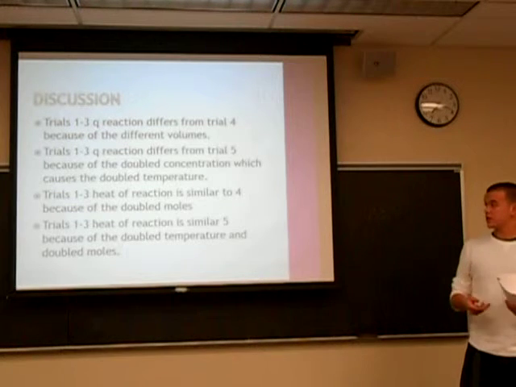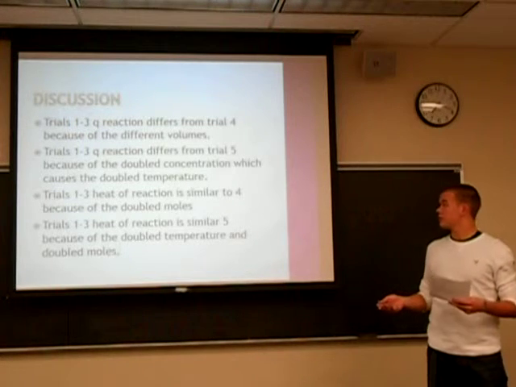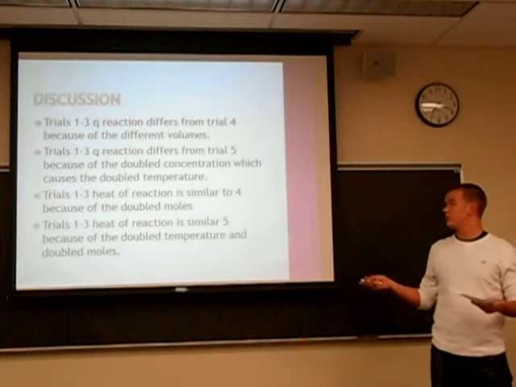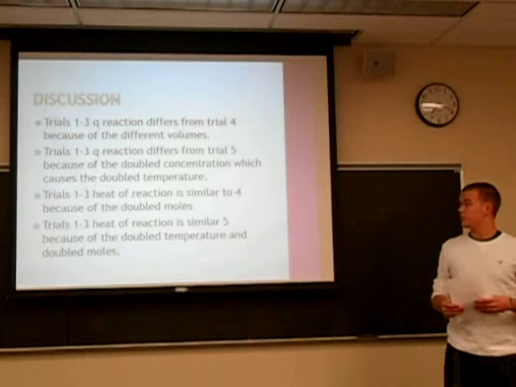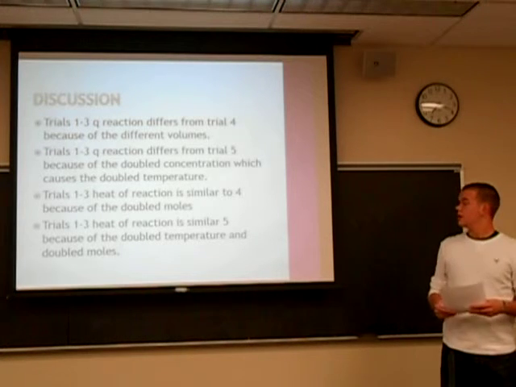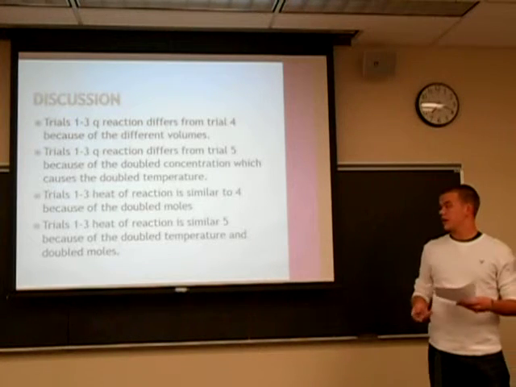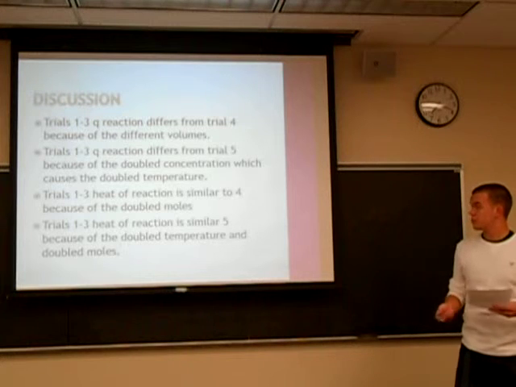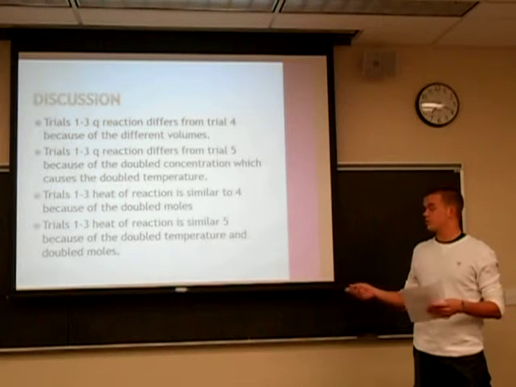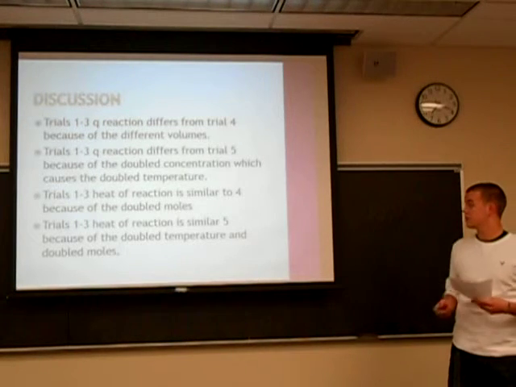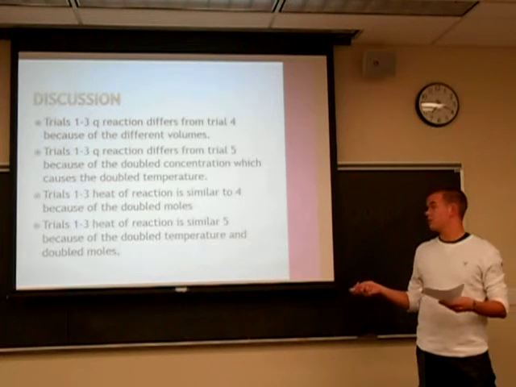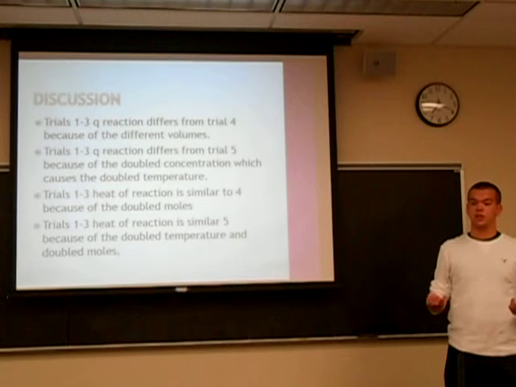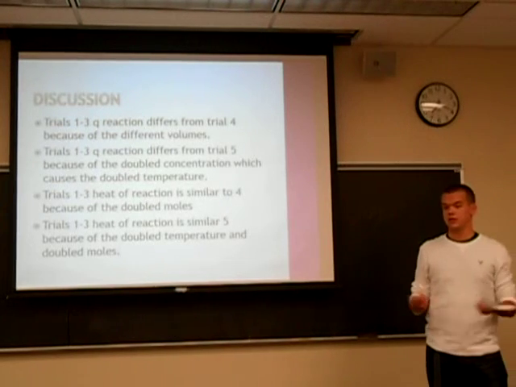The next question asked why trials 1 through 3 are similar to trial 4 in the heat of reaction, and it's because of the double moles. The last question was pretty much the same thing for trial 5, and that was because the temperature doubled and the moles doubled, so it was just a ratio. The ratio was pretty much the same.